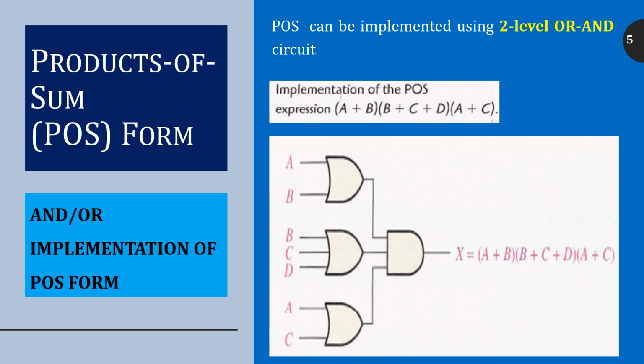Then for the term b + c + d, we are making use of a second OR gate. And for the term a + c, we are using another OR gate. The outputs from all these three OR gates are input to the AND gate, and we get the final expression. So using a two-level OR-AND circuit, we can implement a POS expression.